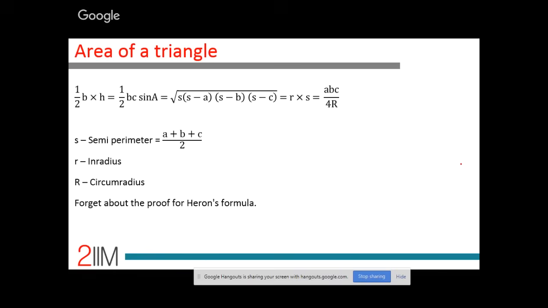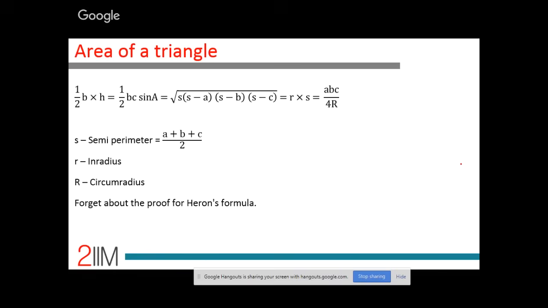I want you to do one more thing. Suppose you have this formula ABC by 4R. What is the area of an equilateral triangle of side A? Root 3 by 4 A square. Suppose you have forgotten what the circumradius is. You can say A into A by 4R is equal to root 3 by 4 A square, and then solve and get R. What is the circumradius of an equilateral triangle of side A? A by root 3. Or you put R into 3A by 2 is root 3 by 4 A square, you get the inradius. So anytime you're stuck somewhere, you can figure that out by coming back to the starting point.